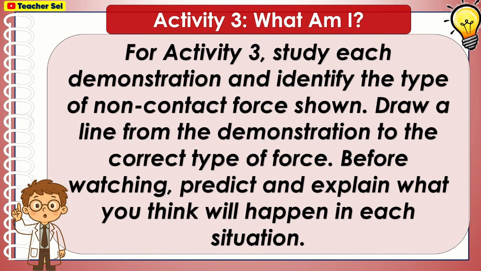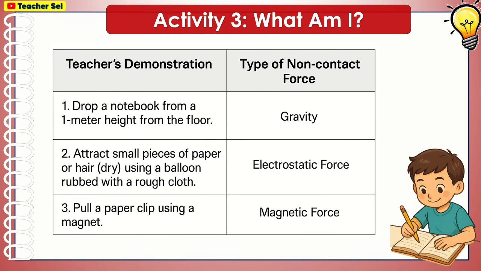Activity 3. What am I? For Activity 3, study each demonstration and identify the type of non-contact force shown. Draw a line from the demonstration to the correct type of force. Before watching, predict and explain what you think will happen in each situation. Drop a notebook from a 1-meter height from the floor. Attract small pieces of paper or hair using a balloon rubbed with a rough cloth. Pull a paper clip using a magnet.